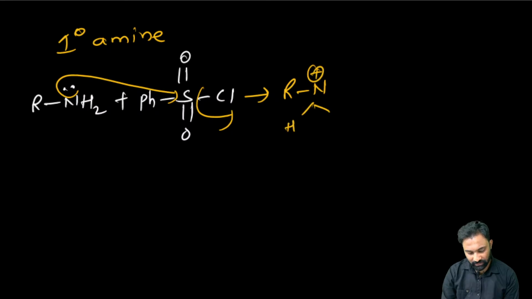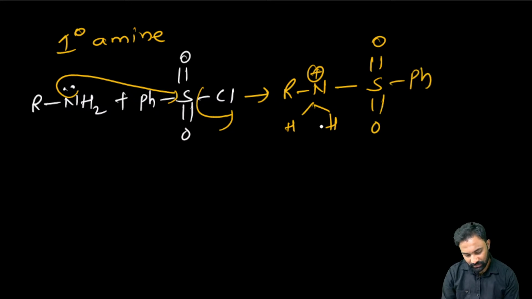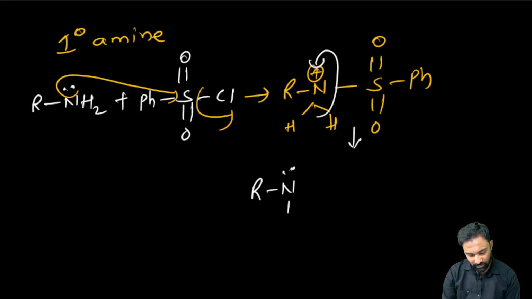Now the nitrogen, when it gets the positive charge, here the sulfur, here the double bond O, here the double bond O, and here it is a Ph. Now the nitrogen is getting the positive charge. To stabilize this, the hydrogen sigma bond pair of electrons will be given. Now here the R, here the nitrogen lone pair, and here it is a H, and here is a double bond O, a double bond O, and here it is a Ph.